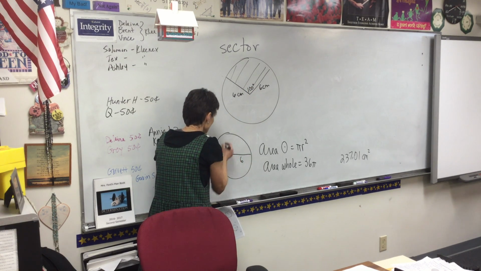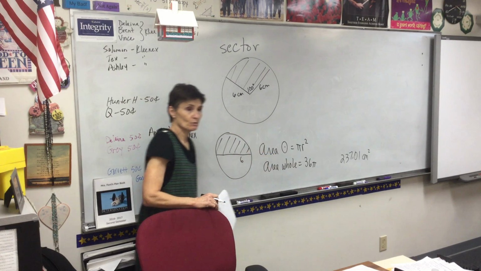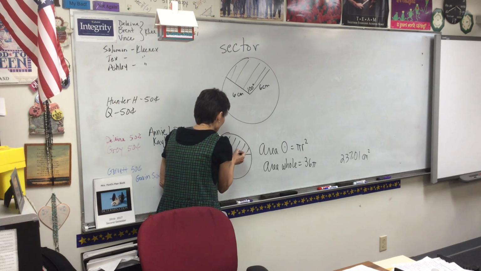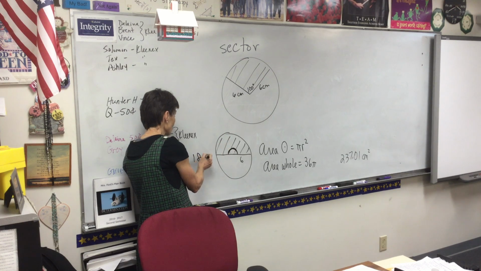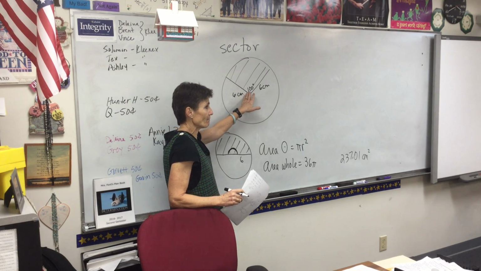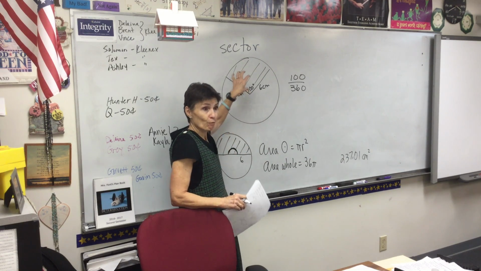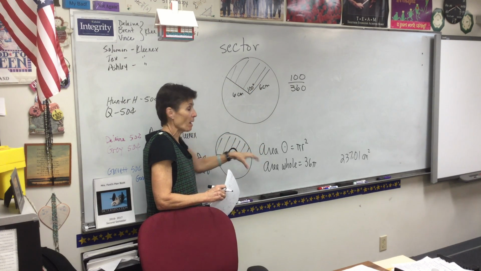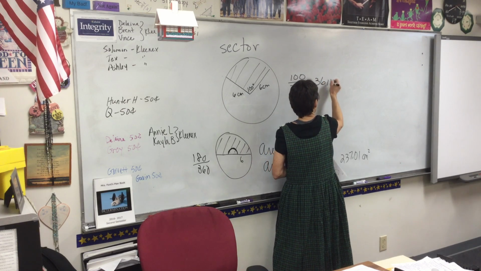If I shaded in half, wouldn't you just take half of 36 pi? Right? Now, what angle is half? 180. So it's half because it's 180 over 360, right? That's how it's half of the circle. Well, this isn't quite half. This is 100 over 360. That's the fraction of that piece. So instead of taking half of 36 pi, which is what I'd do if it was 180, I'm going to take 100 over 360 times 36 pi.